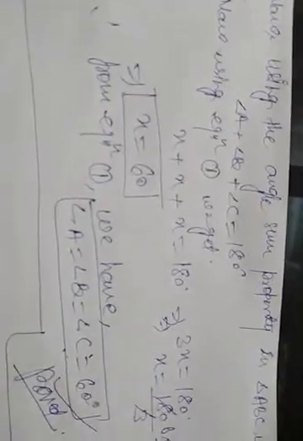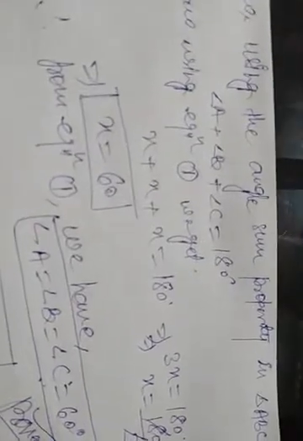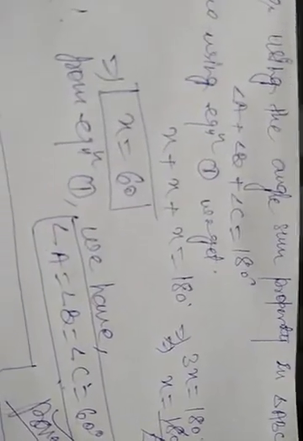Okay, so dear students, you can prove this theorem in this way. Let's see once more. We use the one property: the angles opposite to equal sides of a triangle are equal. So in this way we can prove this theorem. Okay, now clear?